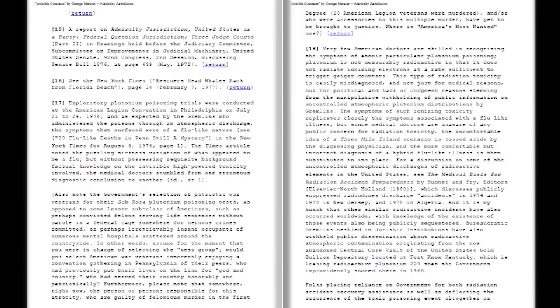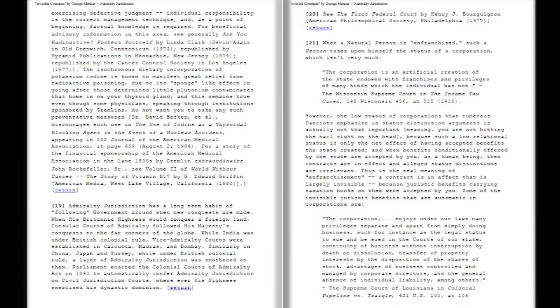Bureaucratic gremlins nestled in juristic institutions have also withheld public dissemination about radioactive atmospheric contamination originating from the now abandoned Central Core Vault of the United States Gold Bullion Depository located at Fort Knox, Kentucky, which is leaking radioactive plutonium-239 that the government improvidently stored there in 1968. Folks placing reliance on government for both radiation accident recovery assistance as well as deflecting the occurrence of the toxic poisoning event altogether are exercising defective judgment.